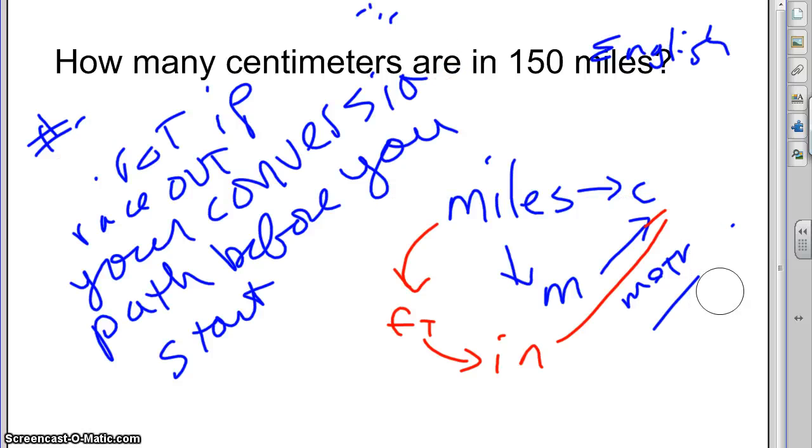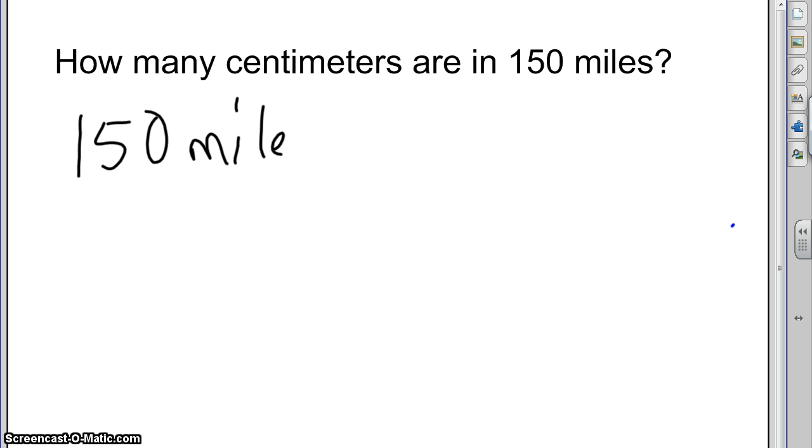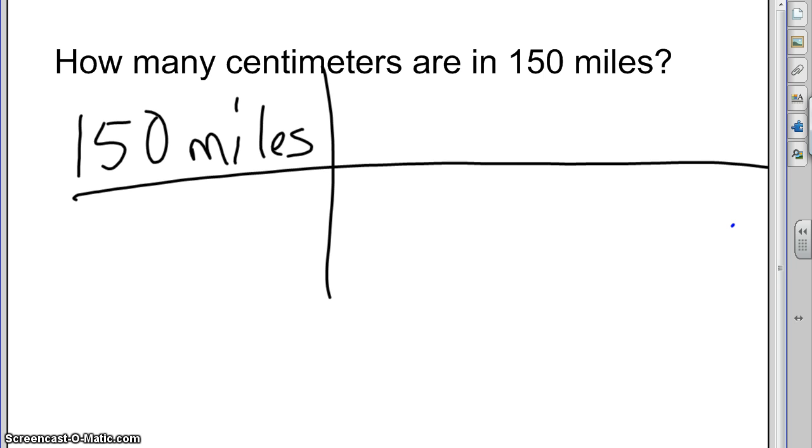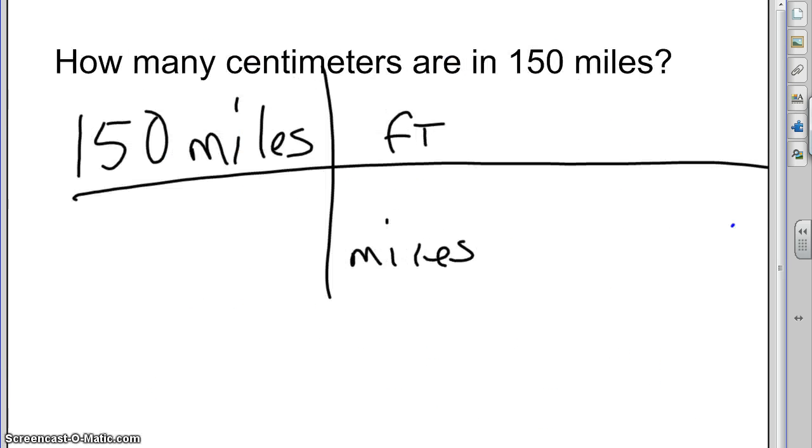So let's go ahead and clear that off. Miles to feet to inches. How do we do that? Well, we have 150 miles. And we're going to put miles on the bottom because we want to cancel out miles, and we want to get it into feet. So we go back and look at our sheet. If we don't know this one, right here it says miles to feet is 5,280. So 5,280 feet is 1 mile.